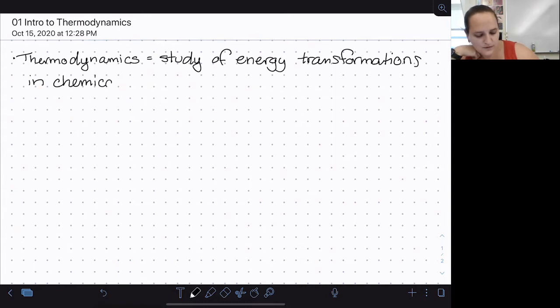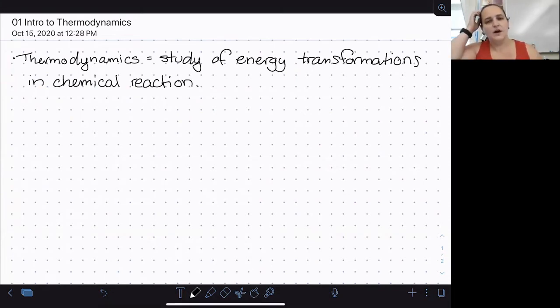So when I say energy transformations, that can mean either energy moving from one place to another, or energy changing from one kind to another, or a combination of the two, changing from one kind to another as it moves from one place to another.